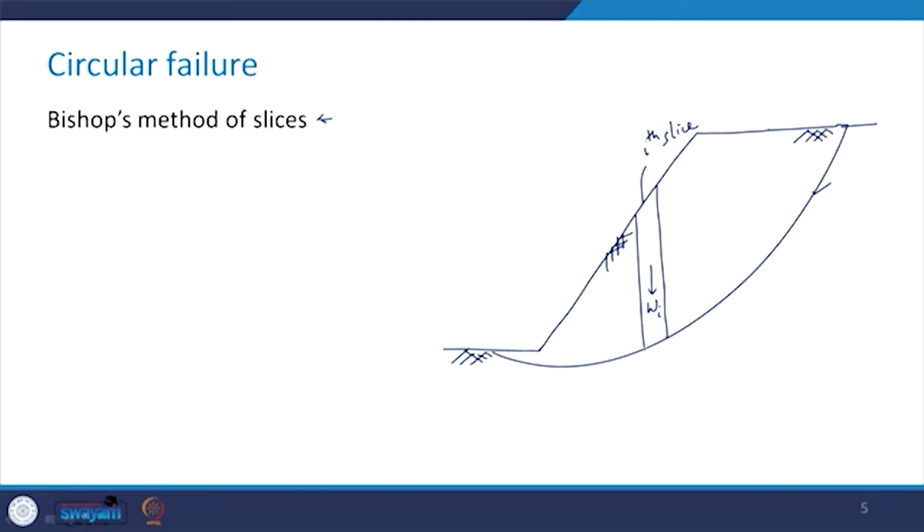Now, along the failure surface I have a force Ti, and normal to that I have Ni bar. To take care of the pore water pressure, I will have Ui, which is the force due to pore water pressure. Now, the dimension of this slice along this failure surface is Li.